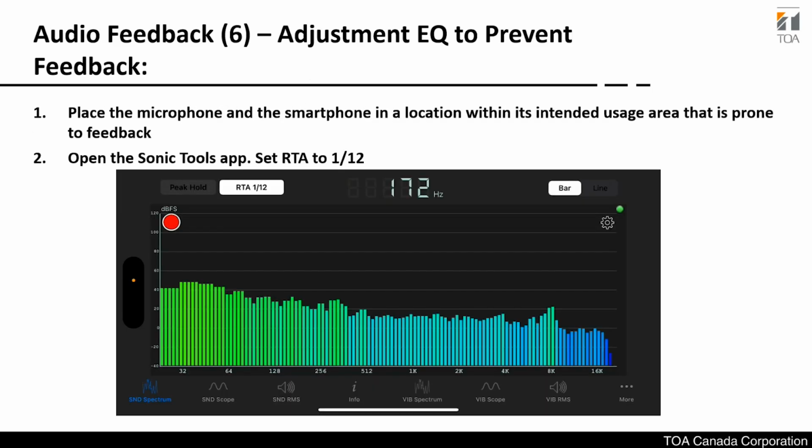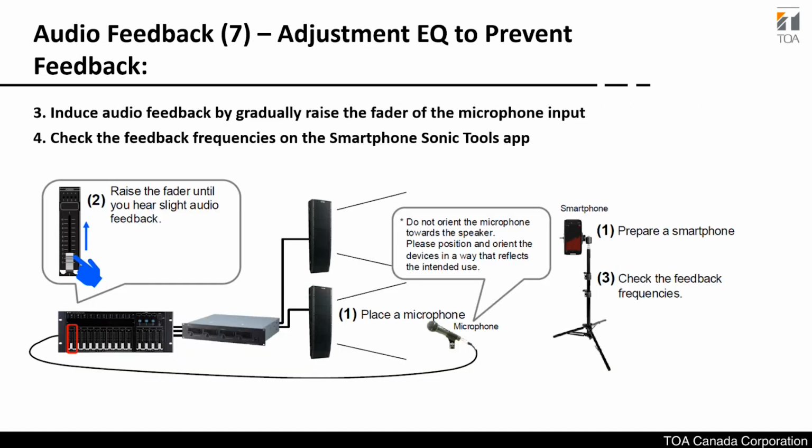So place the smartphone at the location where we intend to check the feedback. Usually, if you have a specific spot with feedback, you put the smartphone over there and set the scale to 1 to 12. This is our recommendation. Try to induce the audio feedback gradually by turning up the fader on the mixer.